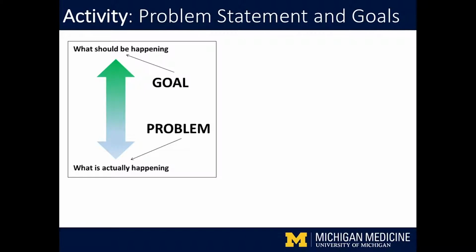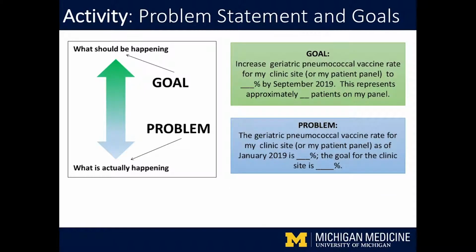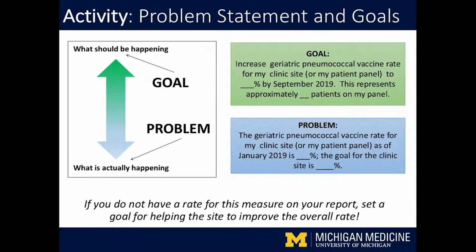We will now pause for another activity. Please fill in the blanks for the problem statement with your individual and site-level data. Next, set a reasonable goal for personal panel improvement. Include the rate you hope to achieve and the number of patients that represents. Please note, if you do not have a rate for this measure on your report, set a goal for helping the site to improve the overall rate. Please pause the video now until the activity is complete.